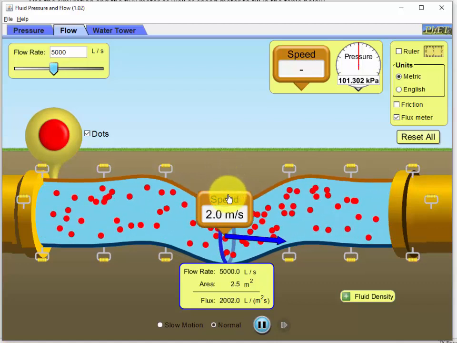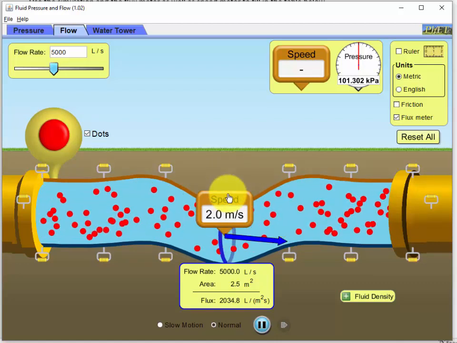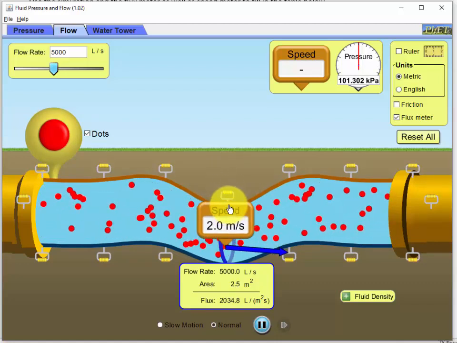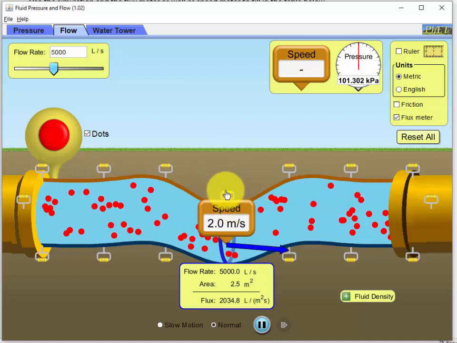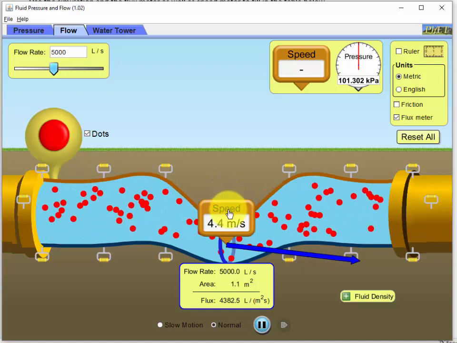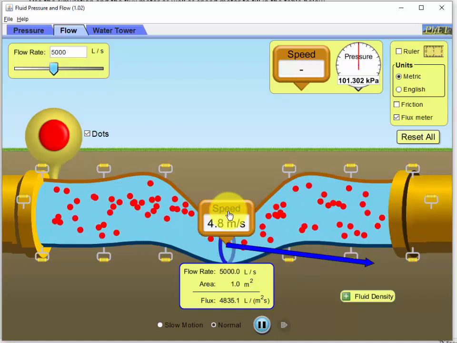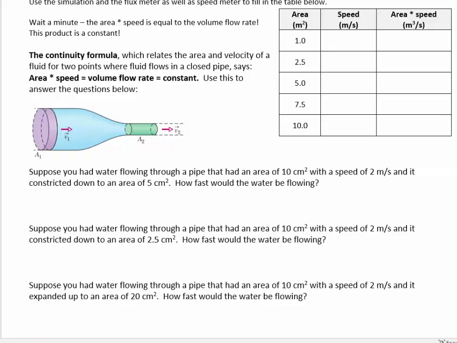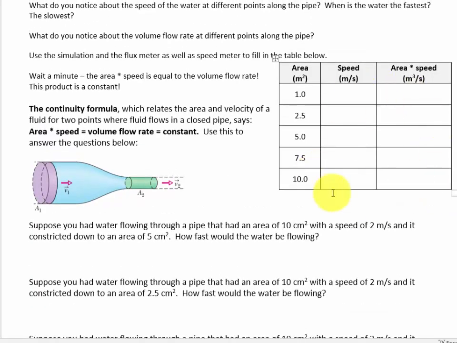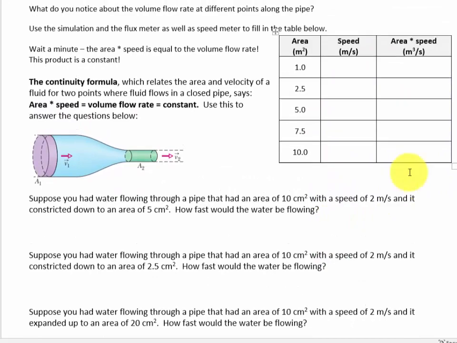I'm going to go down to 2.5, so record that area and that speed. And lastly, I'm going to go down to 1 square meter, and you can record that area and that speed. That should let you fill out this table, and I'll leave the rest of the lab for you.